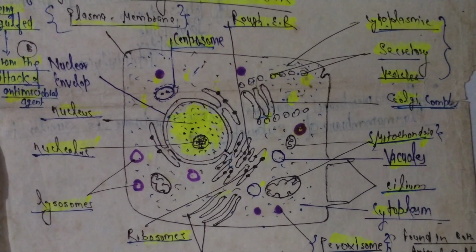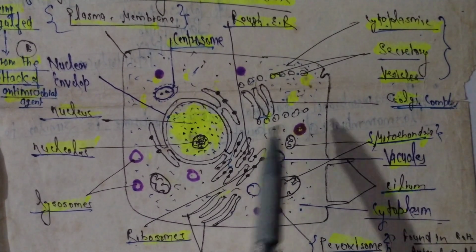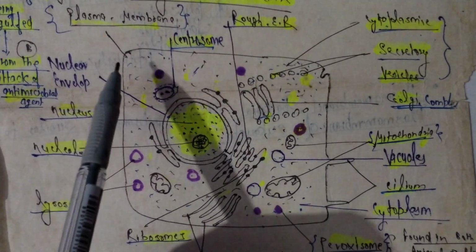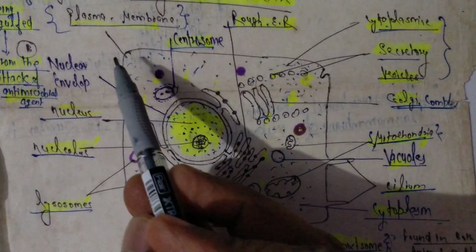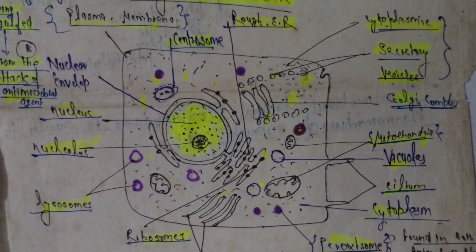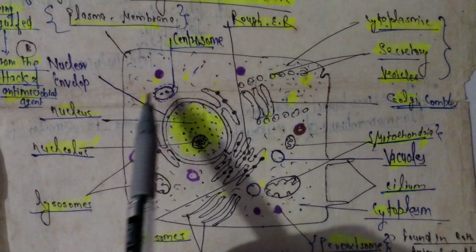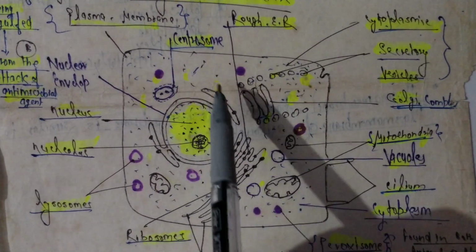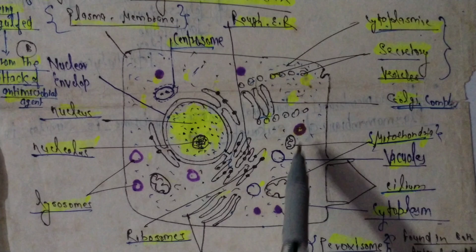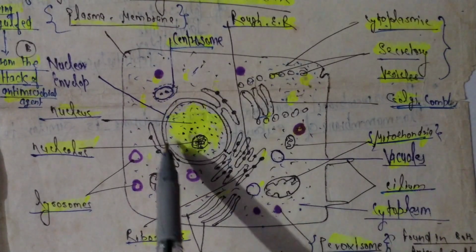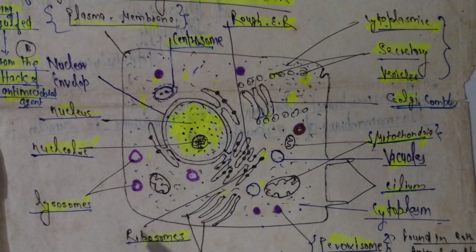This is the structure of the eukaryotic cell which we are going to observe here. The outermost layer is known as the plasma membrane. This is the outermost covering found surrounding the cell. And inside the cell you can observe the cytoplasm. This is the nucleus.